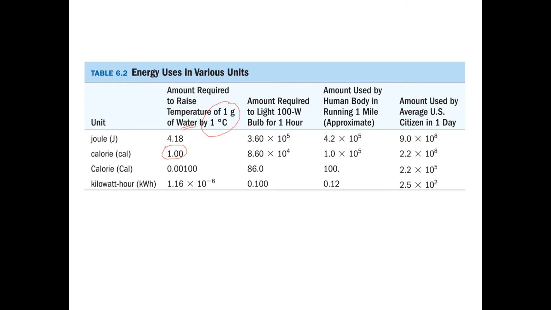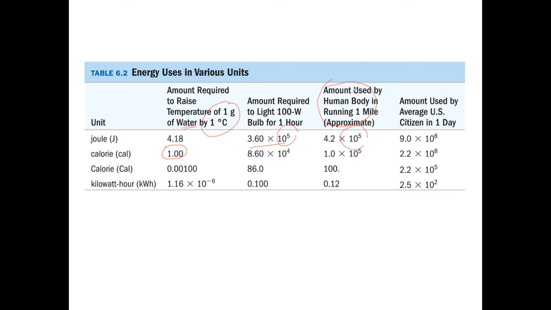Now watch this. The amount required to light one 100-watt light bulb for an hour, we saw that in a previous slide, is 3.6 times 10 to the 5 joules. Now look at this. This is amazing to me. It takes almost the same amount of energy, 3.6 times 10 to the 5 joules, to light a 100-watt light bulb for an hour as it does for a human body to run a mile. Of course, it depends on the size of the body and such, but it's about the same. Can you see that? 3.6 to 4.2. They're both on the order of 10 to the 5.